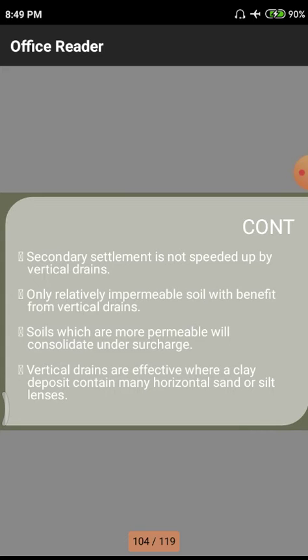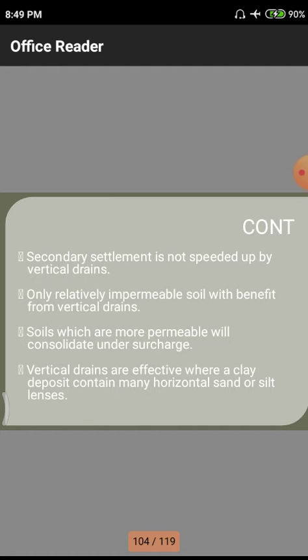Next one, vertical drains are effective where a clay deposit contains many horizontal sand or silt lenses. That means vertical drains are effective. Effective means they have a huge capacity to remove water. Clay soils have a very small particle size, in microns, but in the case of sandy soils we have normal millimeters. In clay soils we have micrometers.